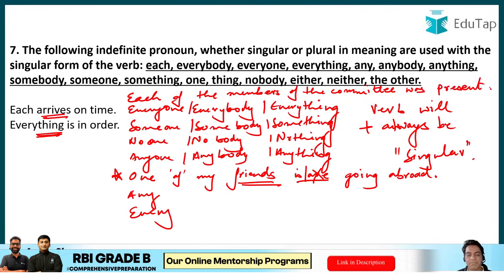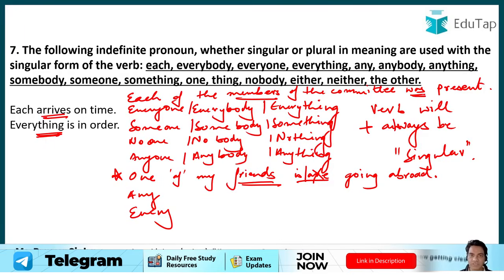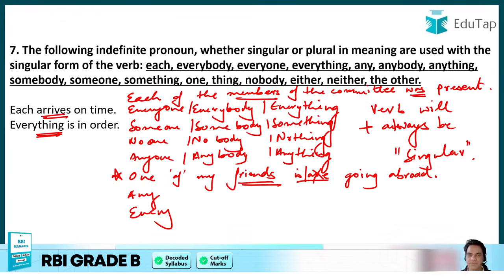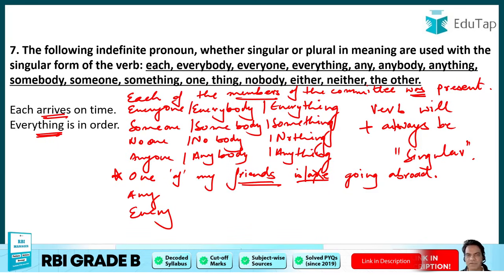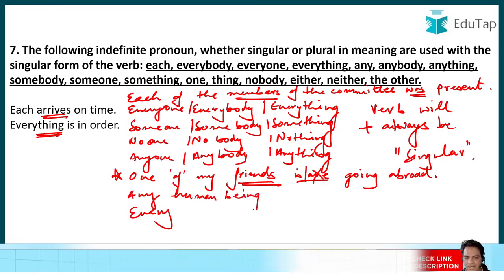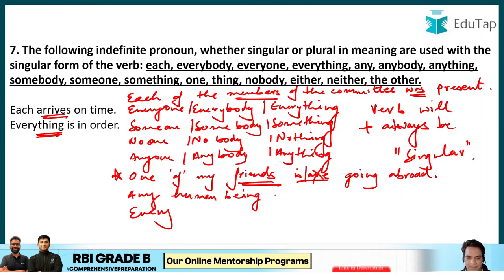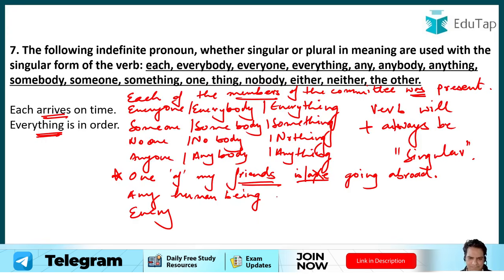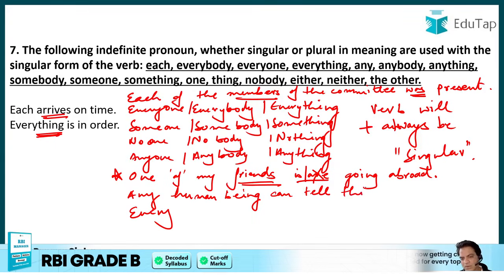So each of the members of the committee, and the verb will always be singular. Now this rule applies when these words are followed by of. But if the preposition of is not used, then the noun will remain singular. For example, any human being, not beings. See, we are not using of here. So any human being can do this. Any human being can tell this is wrong.